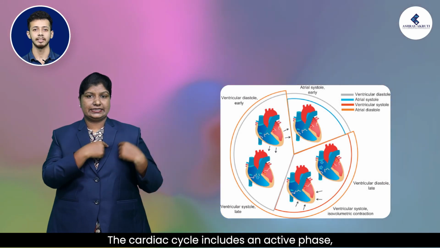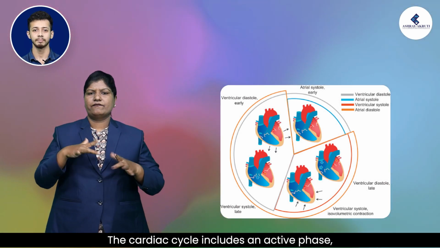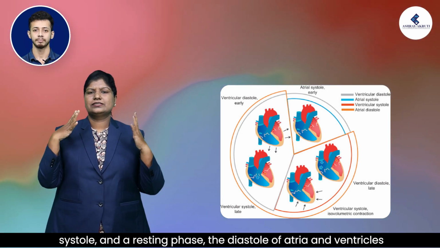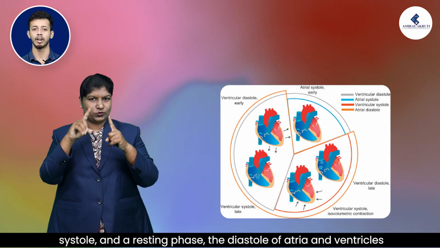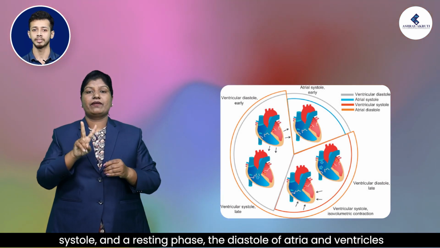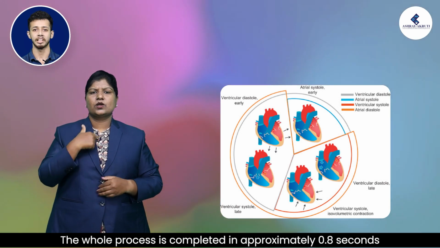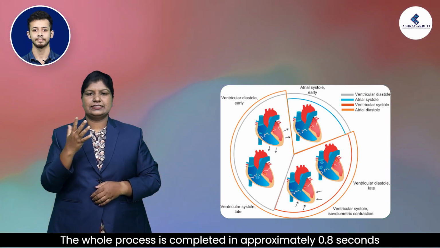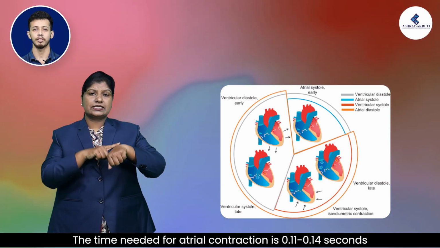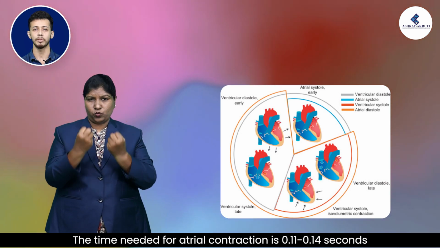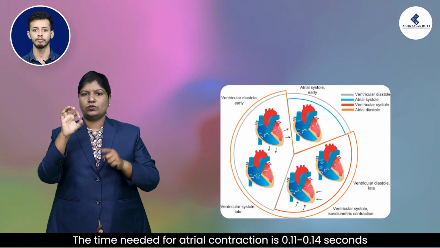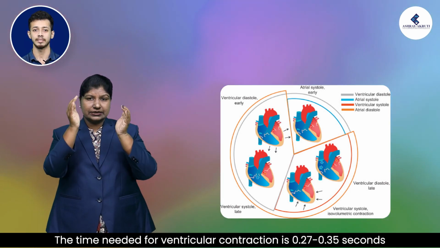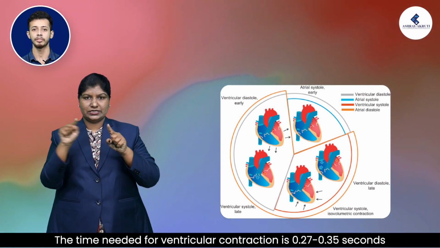The cardiac cycle includes an active phase, systole, and a resting phase, the diastole of atria and ventricles. The whole process is completed in approximately 0.8 seconds. The time needed for atrial contraction is 0.11 to 0.14 seconds. The time needed for ventricular contraction is 0.27 to 0.35 seconds.